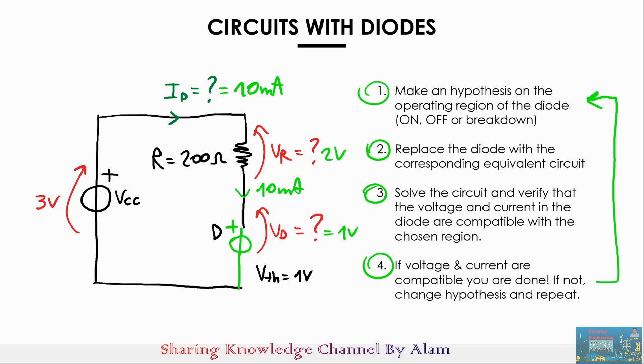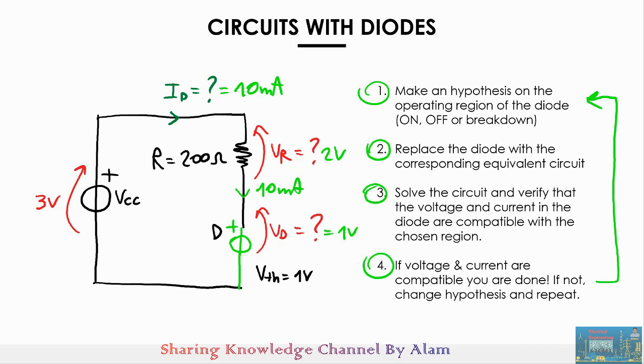Notice how it is the combination of the voltage source and the resistor that determines the value of the current in the diode. The diode is simply either off and forcing a zero current or on and forcing 1 volt. The current is determined by the external circuit.